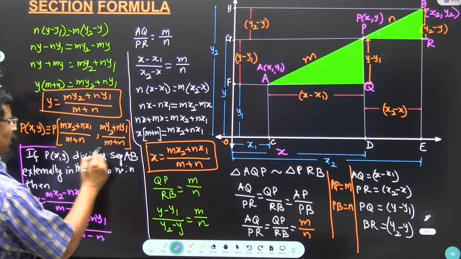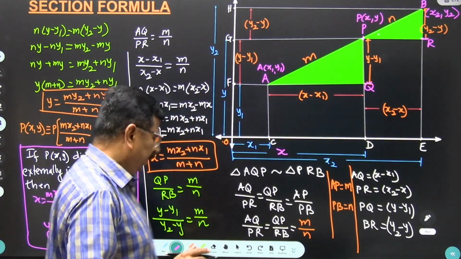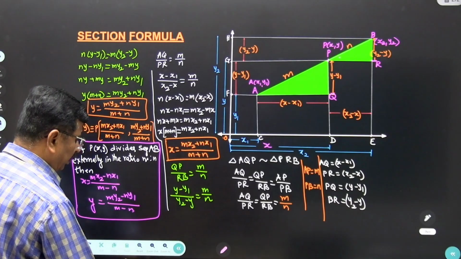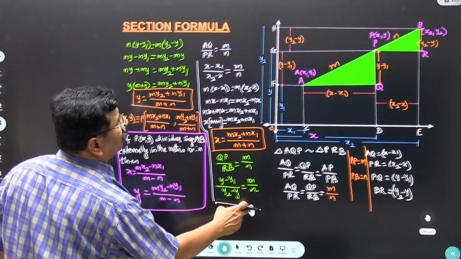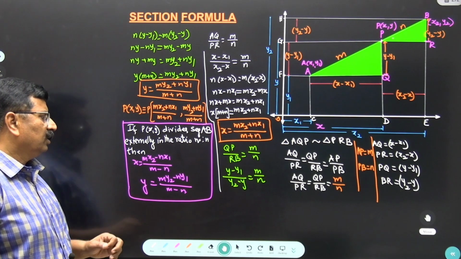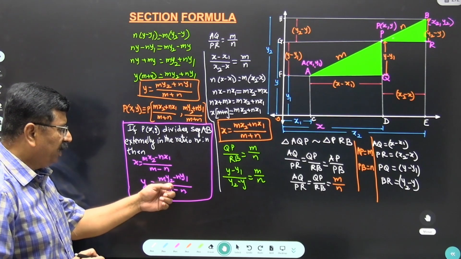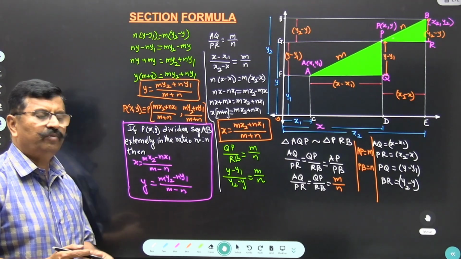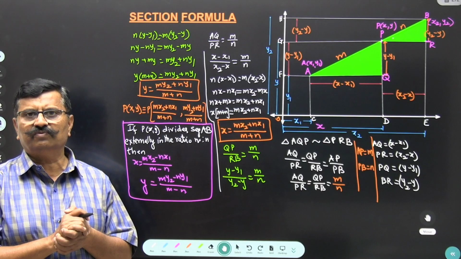So if the point P divides segment AB externally in the ratio m is to n, then the coordinates of point P are mx2 minus nx1 upon m minus n, while y coordinate will be my2 minus ny1 divided by m minus n. Hope all of you understood the section formula.